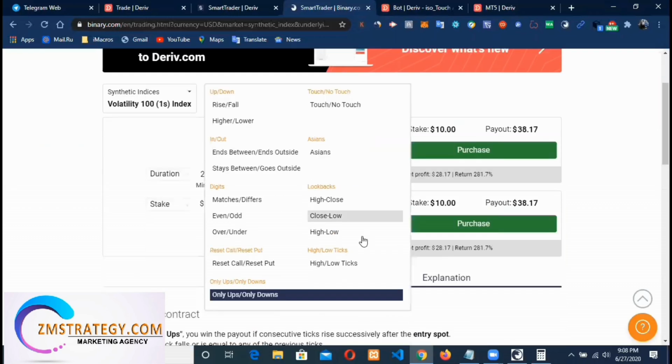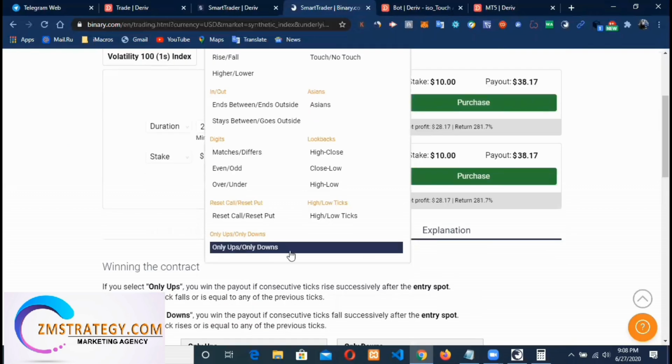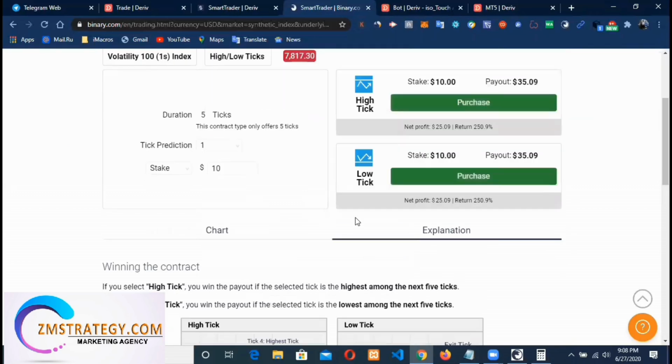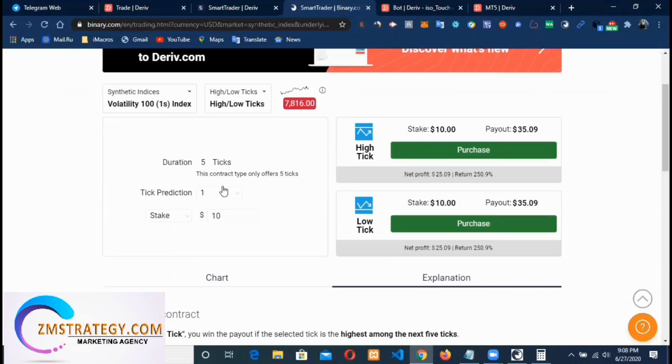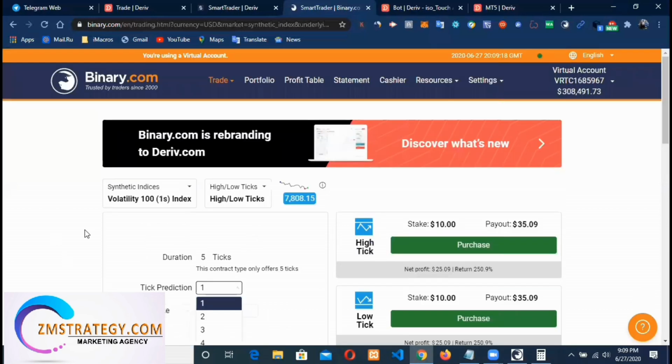Time is almost running out. So here's the work of only up and only down, and the widest high and low tick. Now this is our contract, which is a five tick, the minimum that we can use. If you are using one tick and we are predicting that the market goes up, it means the rest five ticks must be greater than the first tick.